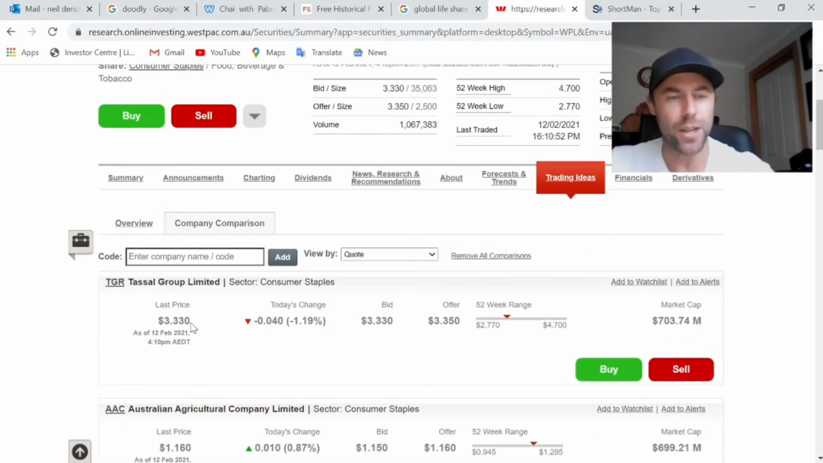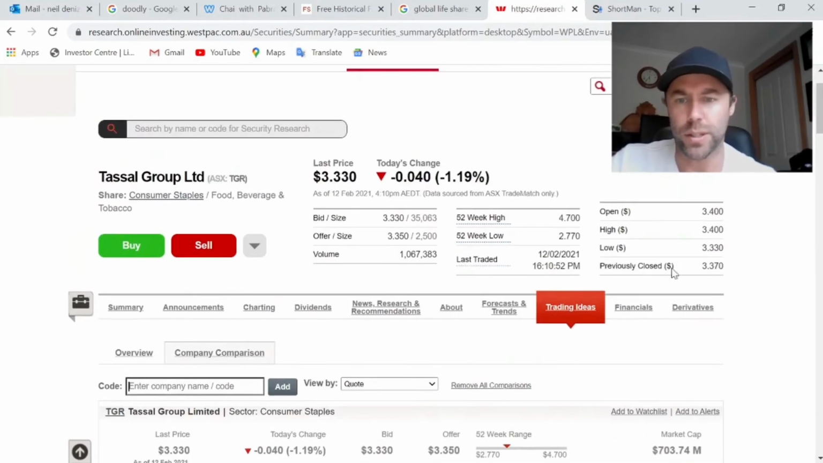And if you wanted to add another company that you may be interested in, similar to Tassal, then you can just type in the ticker code and off you go to compare that, and get rid of the other ones if you didn't want to have them in your watch list as well.